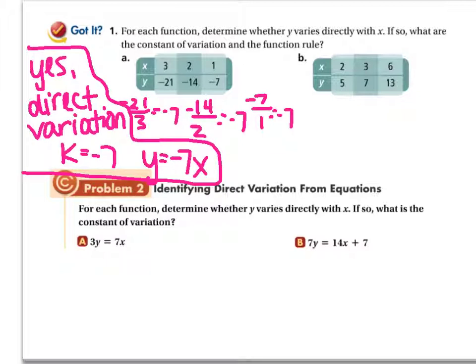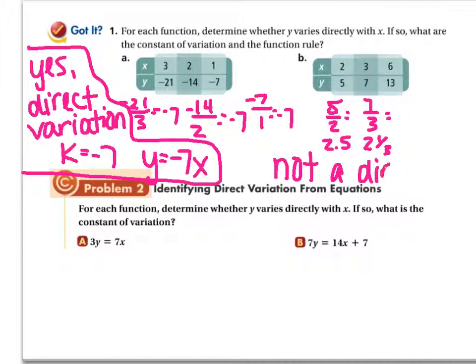Let's see what happens for B. 5 over 2 equals 2.5. 7 over 3 equals 2 1/3. Obviously, those aren't the same numbers, so it doesn't even matter what 13 over 6 equals, because already we know that our k values are different. And as soon as you know your k values are different, this is not a direct variation, because you have different k values.